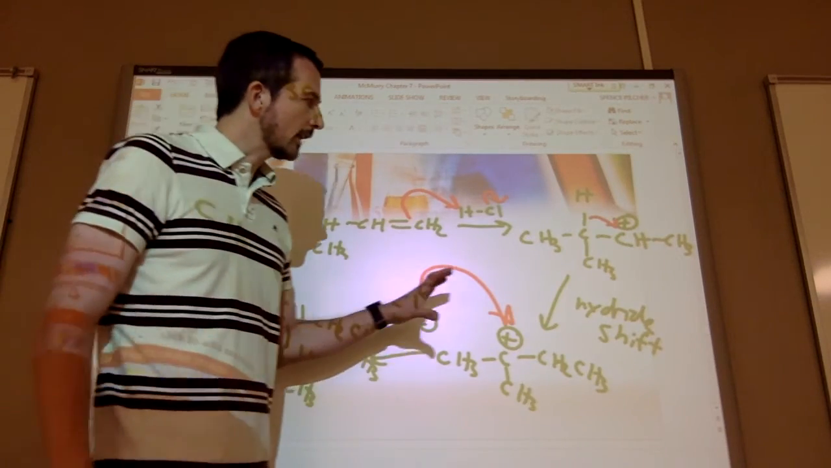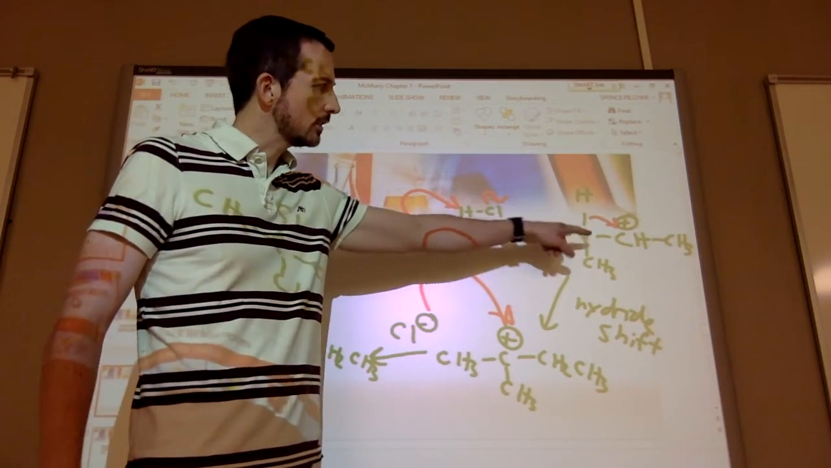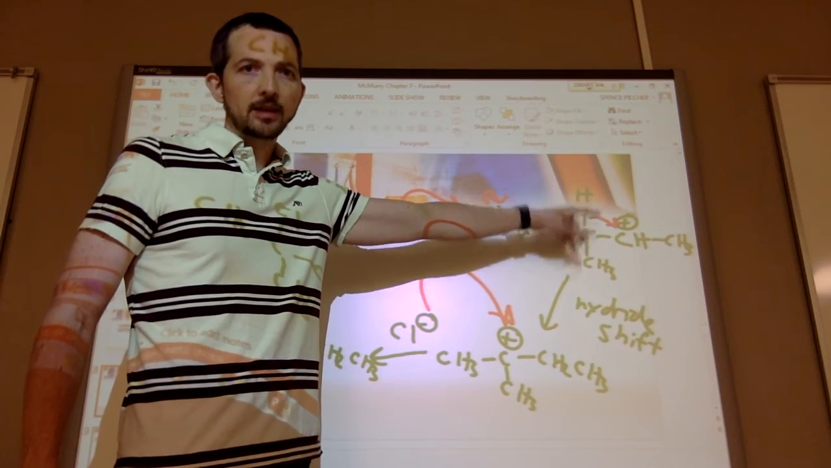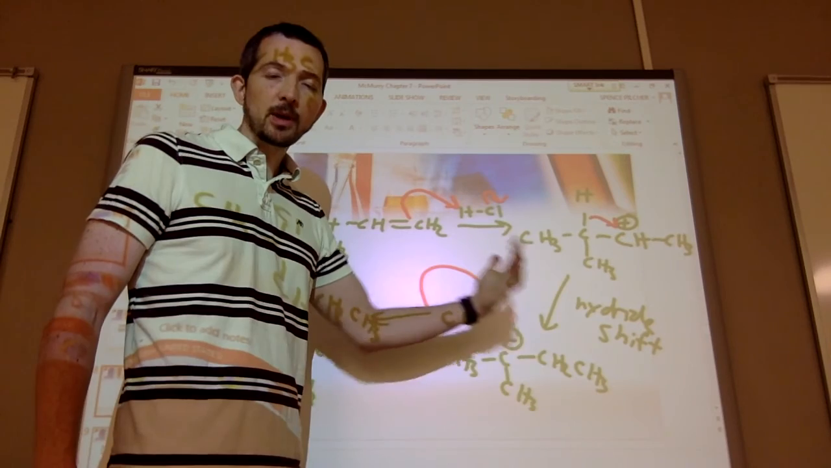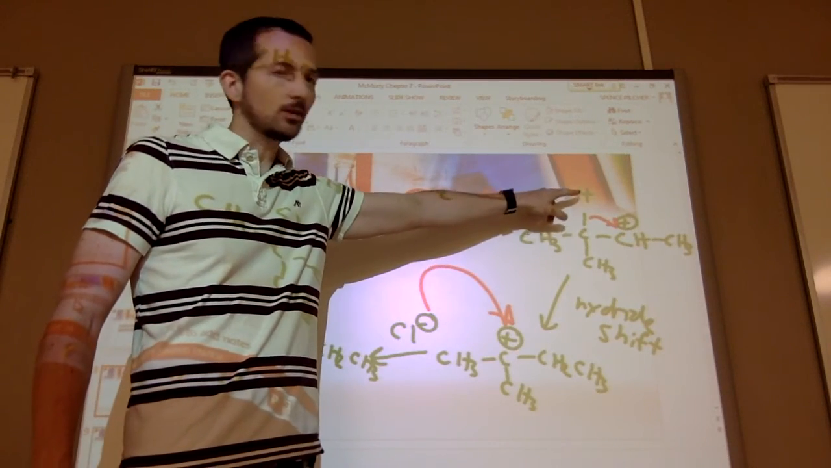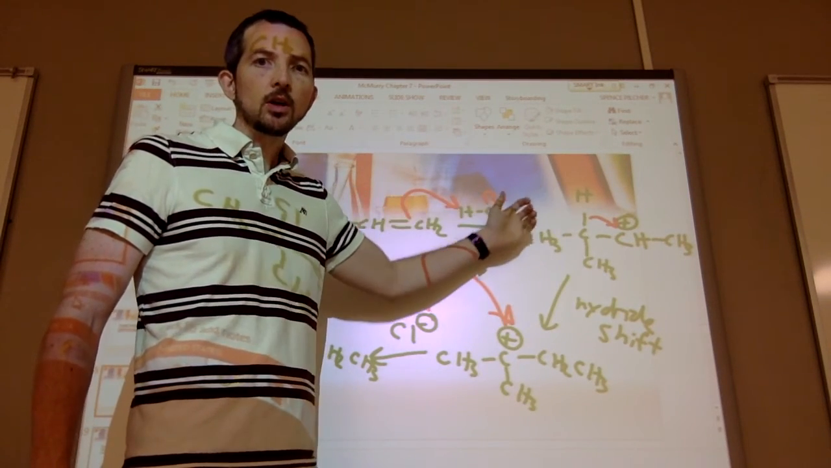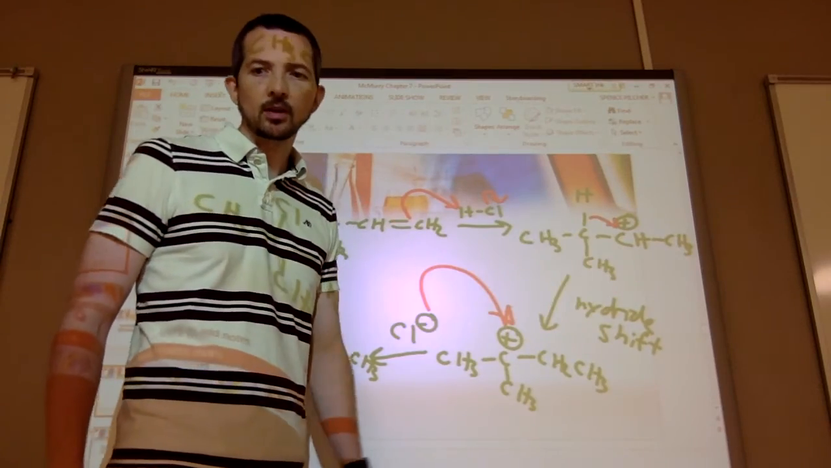So that's when you'll see this hydride shift, if you have a carbocation and the adjacent position is more substituted. You see a hydrogen shift over. You could also see a methyl group shift over. If you had a methyl group here, if you didn't have any hydrogens to shift over, you could actually see a methyl group shift over. That's called a methyl shift.